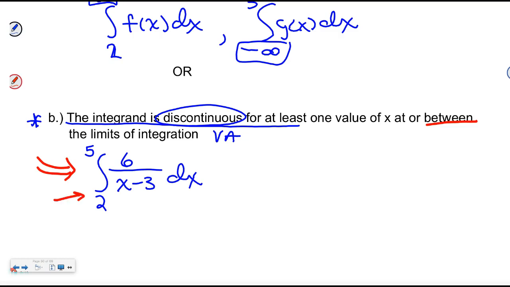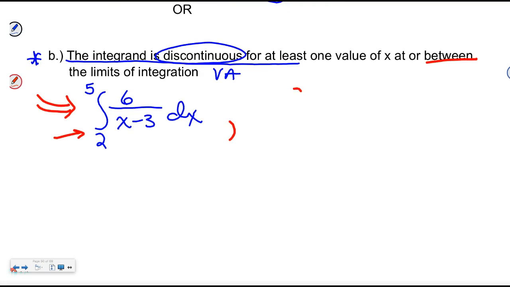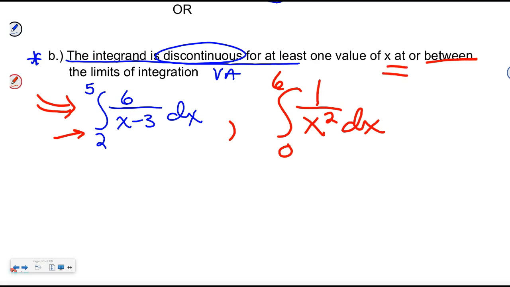The notation is messy. Here's another one. If I went from 0 to 6 on this guy, this is one where it's at least one value of x between the limits of integration or on them. It says at or between. This is at. So this is also an improper integral because there's an asymptote at one of the limits. So at or between, you have to be on the lookout now.